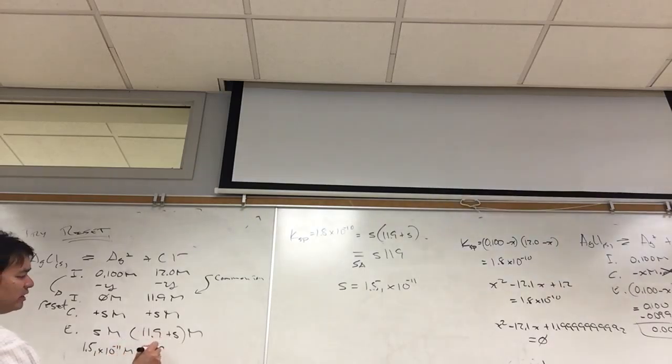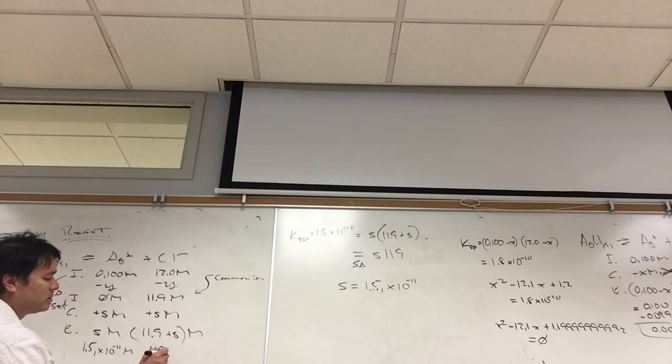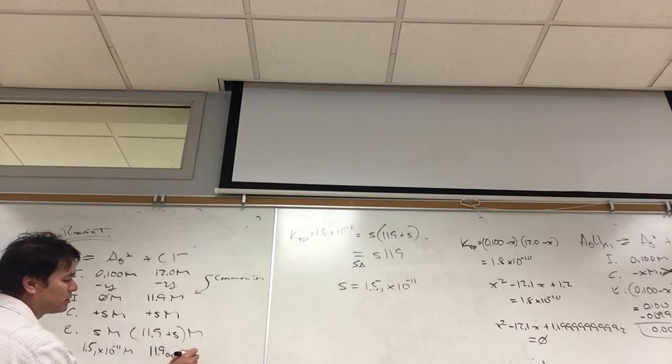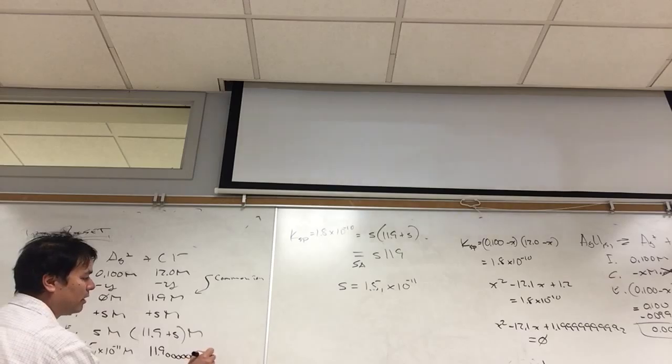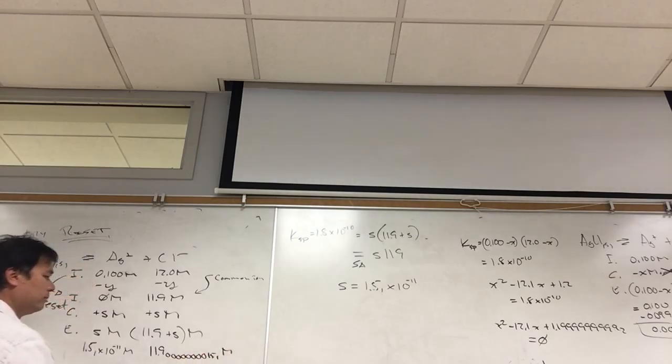And then 11.9 plus S would be 11.9, and then we'd need how many zeros? 10 zeros, 9 zeros, or 8 zeros here. 1, 2, 3, 4, 5, 6, 7, 8, and then a 1, 5, 1. All right, now double check these. Does this double check out?